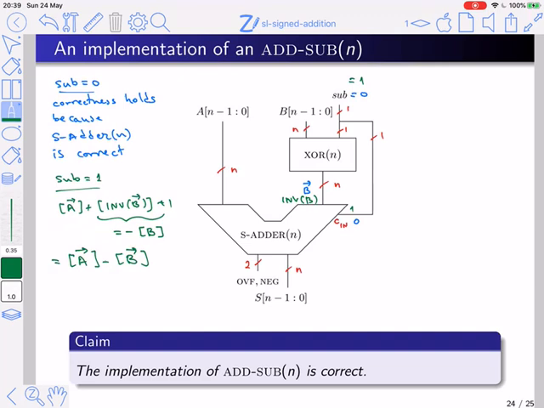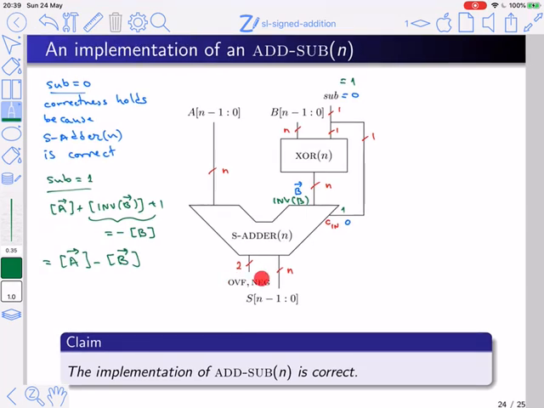If no overflow occurs, S will represent this difference as required. If an overflow occurs, we will notice it over here, and the negative flag will always be correct regardless of whether an overflow occurred or not.